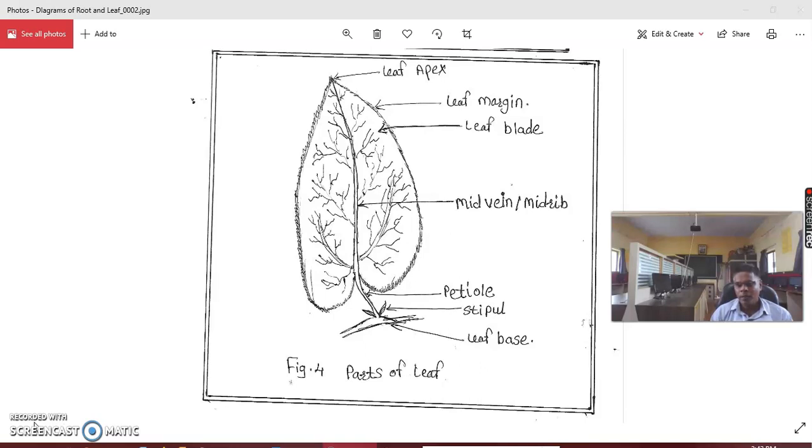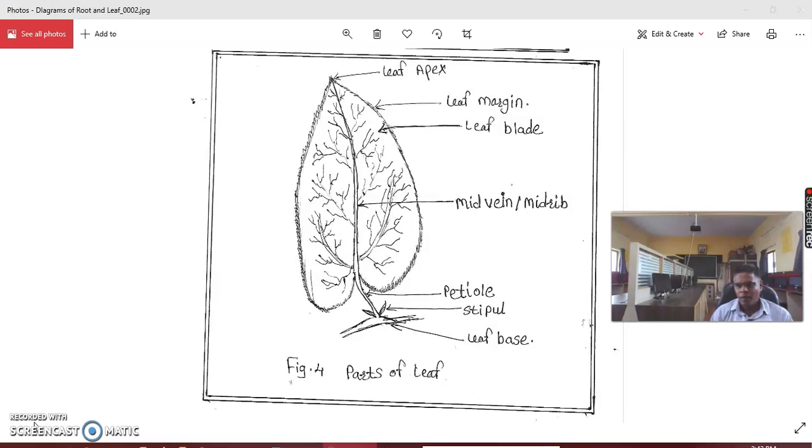And the third one is scale leaves. These are thin, dry and stalkless leaves. It is a fleshy structure, and water and food material is stored in it for the further development of the plant. For example, onion bulbs are an example of scale leaves.